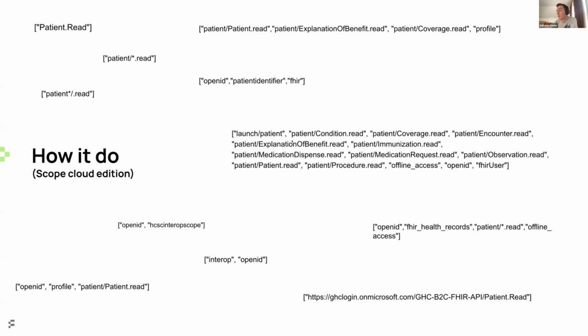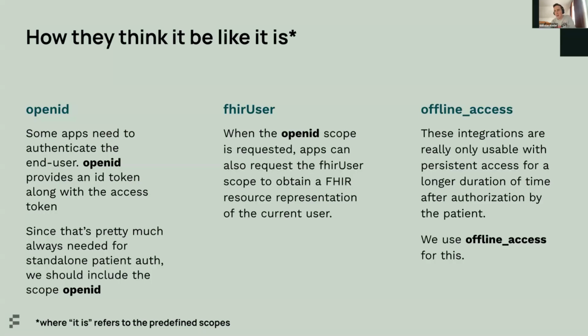Sometimes you can do wildcards, sometimes you can't. Sometimes you have random, custom scopes like interop, or what was the other one? FHIR health records, or HCSC interop scope, or whatever this beast is. This is a fully qualified patient read. Anyway, this is just a subset. There's just so much scope out there. You just have to ask them and they get it wrong. Anyway. Compounded with that is these scopes are super fundamental to using this API.